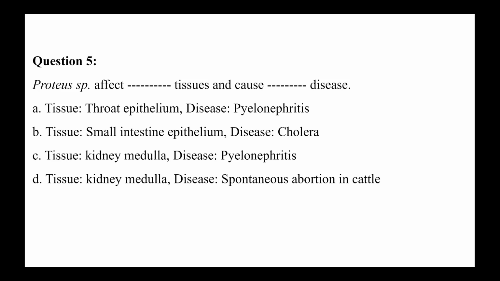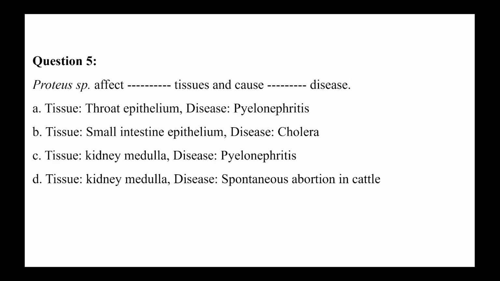Proteus species affect dash tissues and cause dash disease. Option A is tissue is throat epithelium and disease is pyelonephritis. Option B is tissue is small intestine epithelium and disease is cholera. Option C is tissue is kidney medulla and disease is pyelonephritis. Option D, where tissue is kidney medulla and disease is spontaneous abortion in cattle.